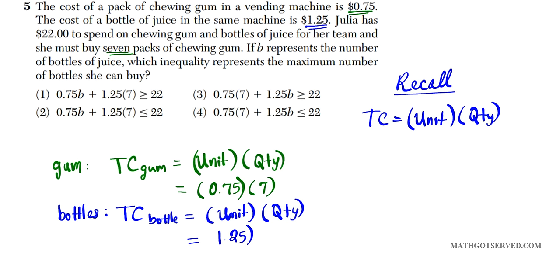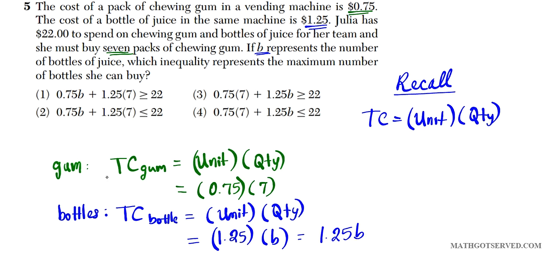Now, what's the quantity? How many bottles of juice did Julia buy? B represents the number of bottles of juice she bought. So the quantity is B. Okay? And then this one, we can simplify it to 1.25B since it's a variable.